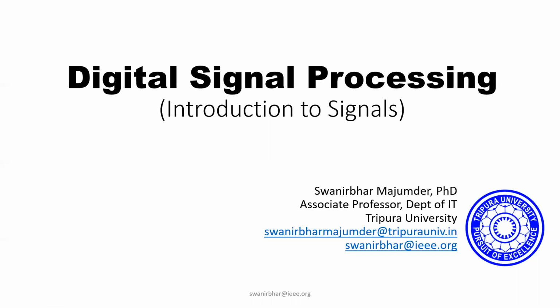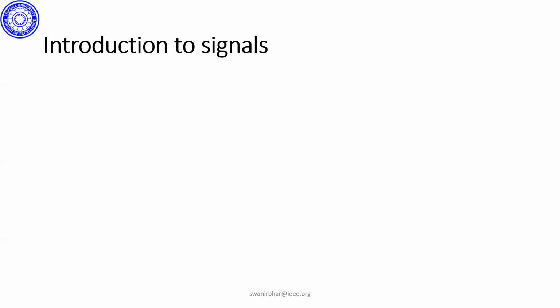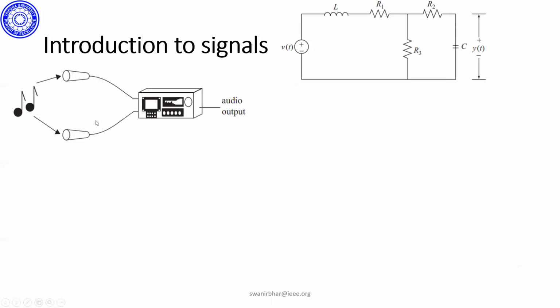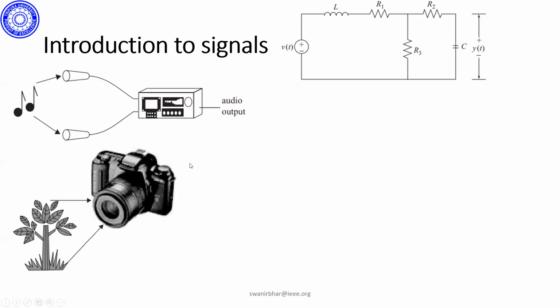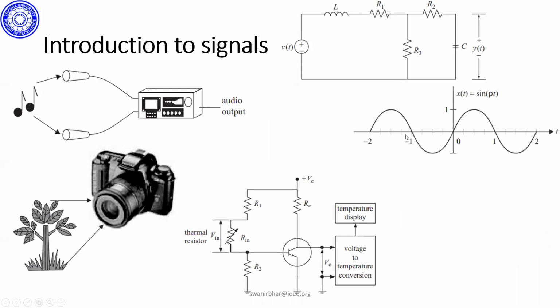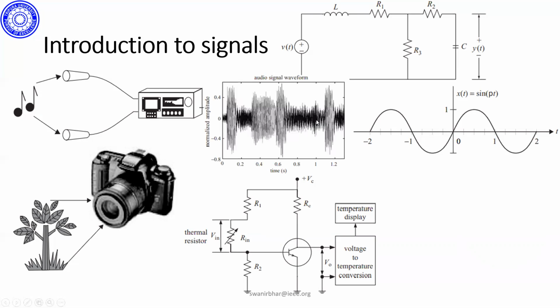When I introduce signals, they may be of any type, like a circuit, an audio input, a camera, or a digital thermometer. When it is a circuit, if you take the output across the capacitor C or any of the resistors, you get a sinusoidal signal based on the sinusoidal input. And when it is an audio output device, you are listening to some music, and if you want to see the videos, this is a sound wave file.